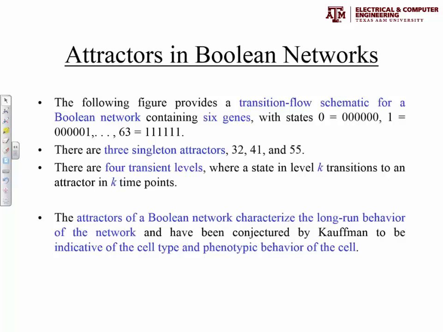And it has been conjectured by Kauffman, the guy who introduced Boolean networks, that the attractors are indicative of the cell type and phenotypic behavior of the cell. I think he did some calculation showing that if the connectivity k is 2, and you look at the number of genes that you have in the genome, you'll get like 256 attractors, and apparently that is the number of different cell types that you can get. But again, this is not proven, that's a conjecture.